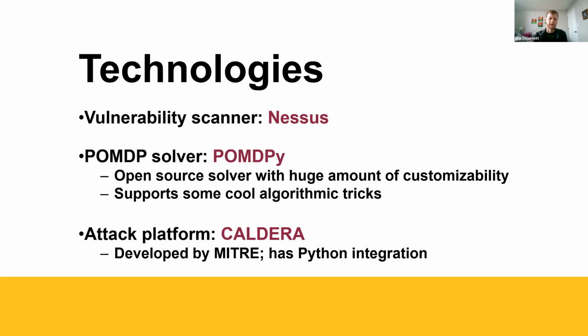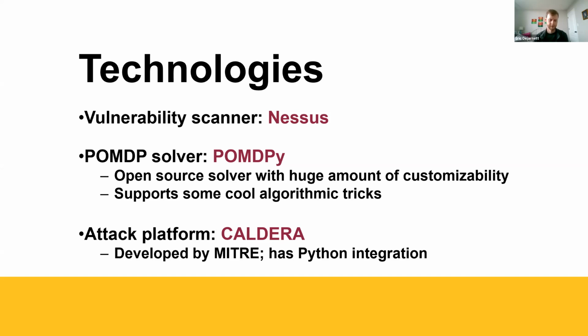The POMDP solver we chose because it was written in Python, which we were already leaning towards, and we said, hey, that will interface well with the other stuff we're doing. And because it's an open source solver with a ton of customizability and some cool algorithmic tricks, it seemed like a really good fit. I would say that it is a really good and powerful tool. I'll talk a bit more about what I think about POMDP a little later.